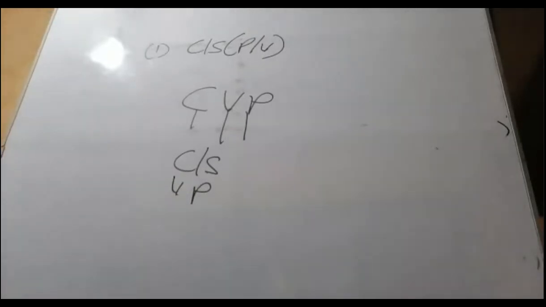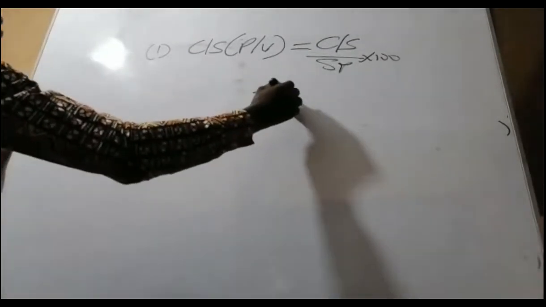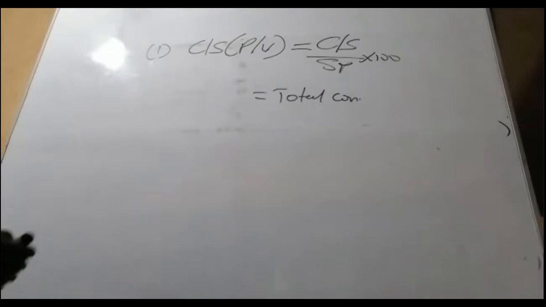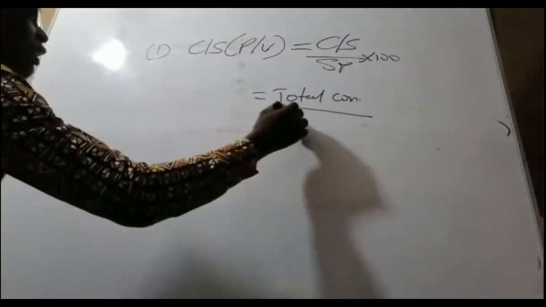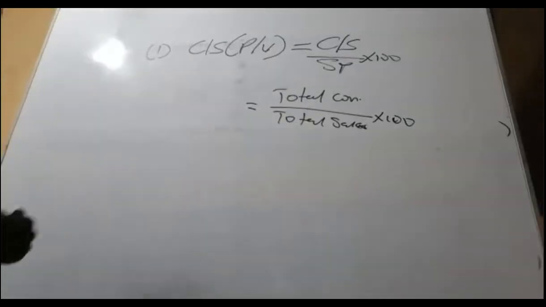Good. Now let's see. The first answer, either we say contribution per unit divided by the selling price times 100, or total contribution divided by total sales times 100. Now, let's go to the question. These two formulas, which of them will be applicable with regards to this question? Let's see.